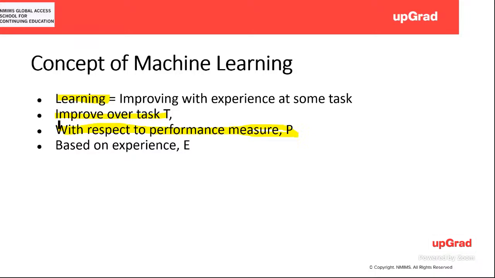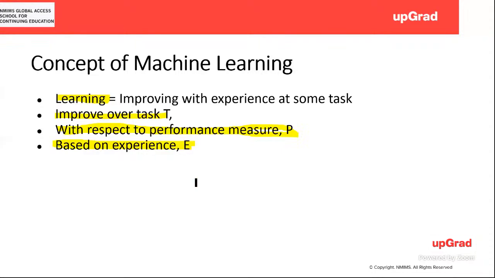Suppose you are preparing for the IELTS exam. In the first attempt you scored, for example, 6.5, and then you worked harder, and in the second attempt you got a 7. This is how you can improve your performance, and you need a performance measure where you can check whether you're performing well or not. And this will happen on the basis of experience. So that is the core of machine learning.